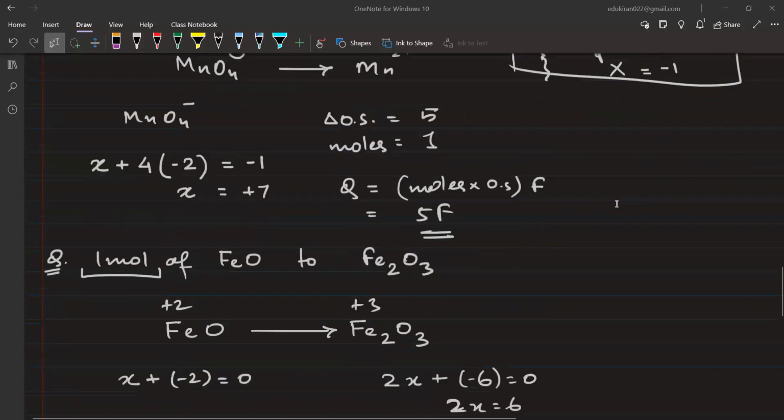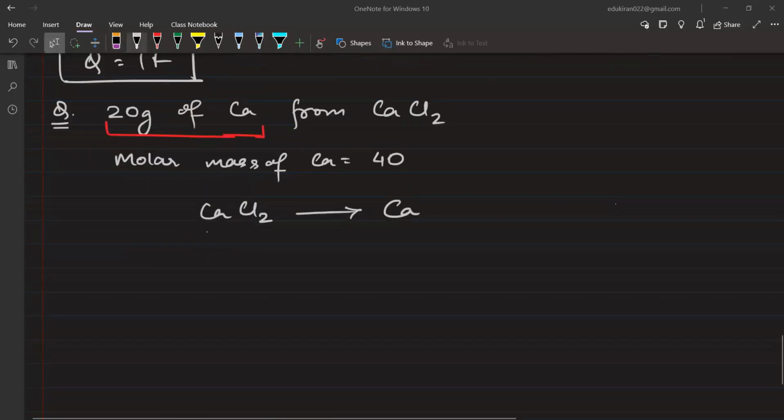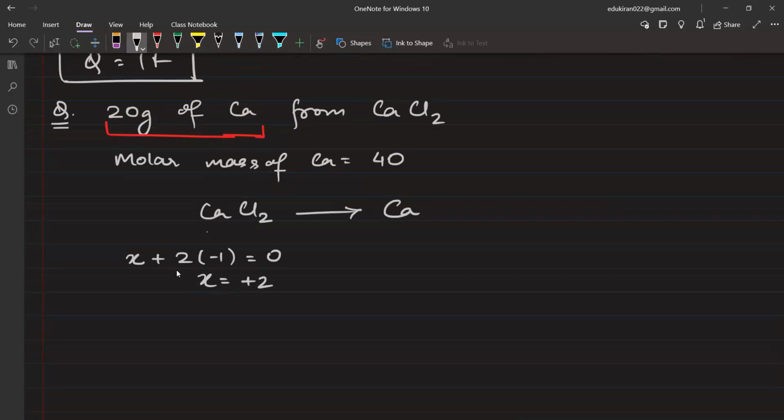What is the oxidation state of hydrogen? -1. Okay, it seems we will have to teach it now. See, x + 2 × (-1) = 0, so x will be equal to +2. Now when calcium is in its elemental state, what will it be? It will be 0 here. Just like copper: Cu2+ to Cu, copper was +2 and here it was 0. When you don't have anything on copper, it is going to be 0.